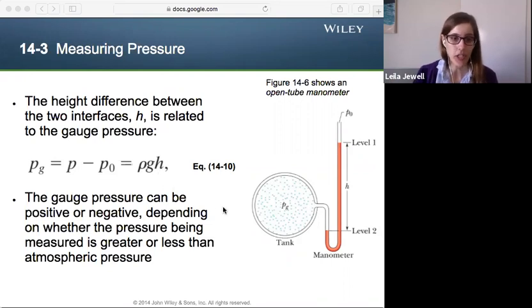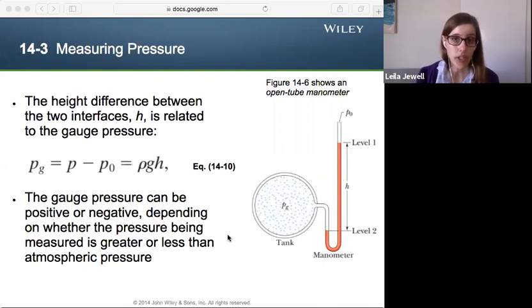Note the gauge pressure can be positive or negative depending on whether the pressure being measured is greater or less than atmospheric pressure. So if you get a positive gauge pressure, you're measuring something that's at a pressure above atmospheric. But if you get a negative gauge pressure, that just means it's something that has less pressure than atmospheric pressure.